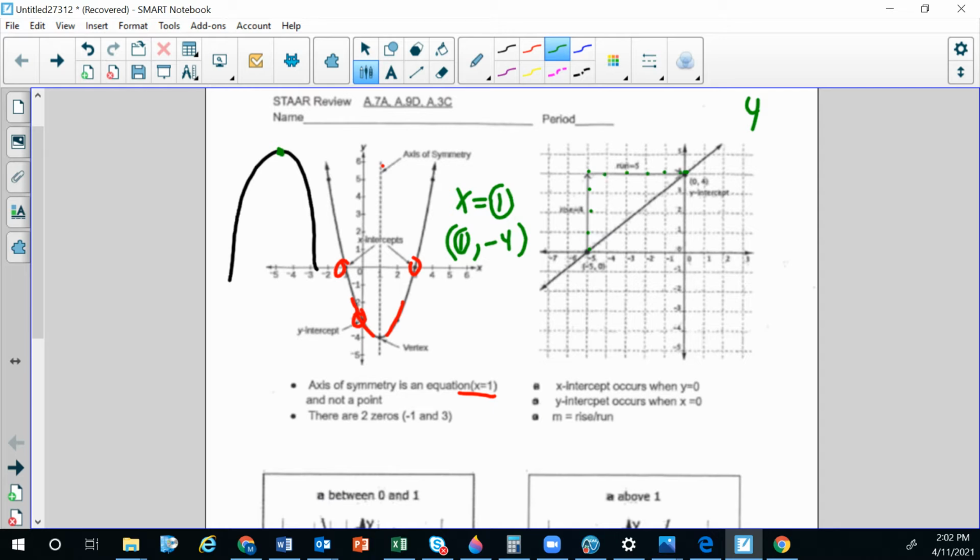Now the way I like to explain rise over run is this. If I go up and to the right, my slope is going to be positive. If I go up for my rise and then left for my run, then my slope is going to be negative. So that's one of the tricks you can use to make sure you have the right sign for your slope.